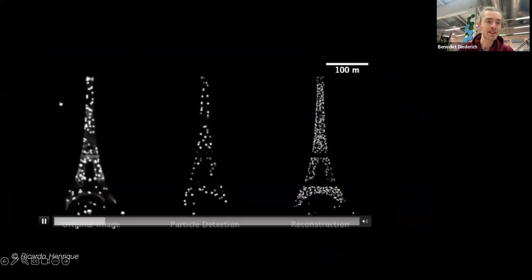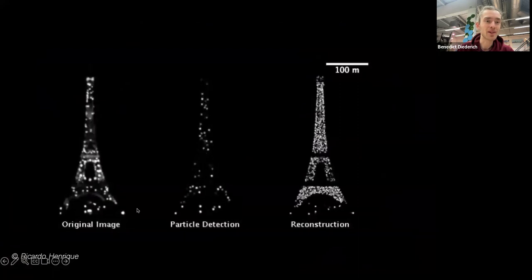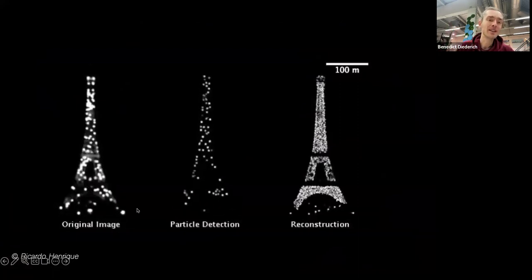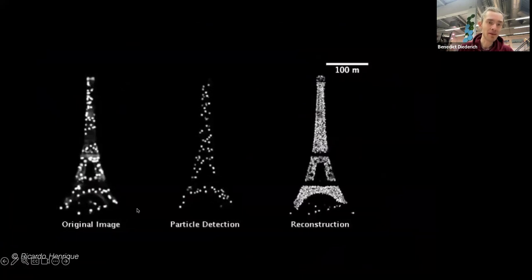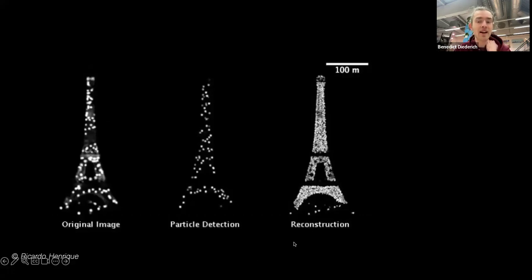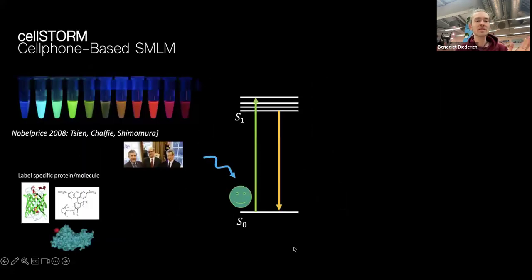So for example, here it's a very funky video where you have the Eiffel Tower, and then you just use the schema to let the different point sources blink over time, and then you can resolve better because you know, okay, that's the centroid of my emitter, and then I draw here and there and there. And with these kind of tools, you can then resolve a lot better.